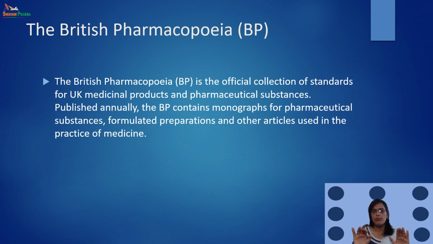British Pharmacopoeia contains the national standards of drug substances for the United Kingdom, and it is the official collection of standards for the United Kingdom's medicinal products and pharmaceutical substances, published annually. It contains monographs for pharmaceutical substances, formulated preparations and other articles used in the practice of medicine.